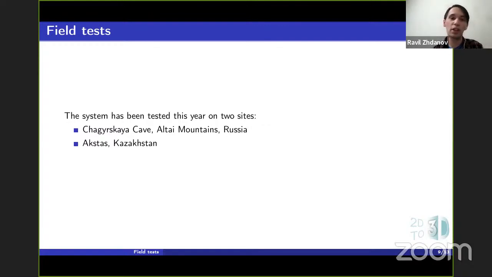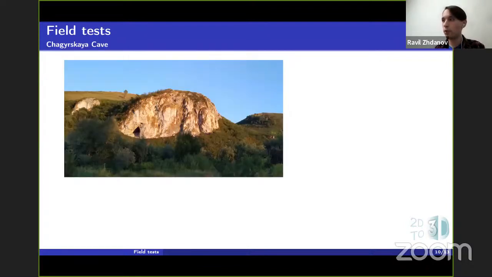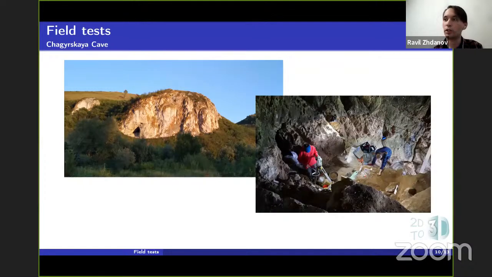In combination, this software and adapter have been tested at two sites this summer and autumn. First of all, Chigirse cave, and the second site is Astanas in Kazakhstan. The most valuable data was obtained, of course, from Chigirse cave, because it was in summer, and many different fixes and features were implemented during this field test.